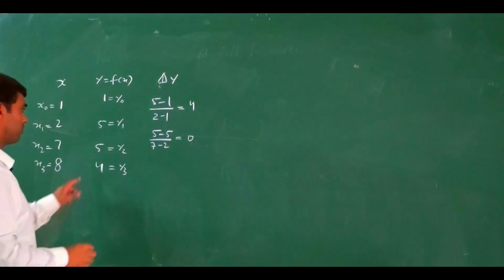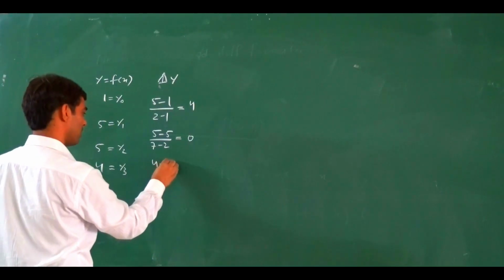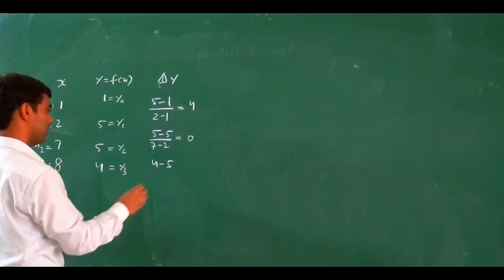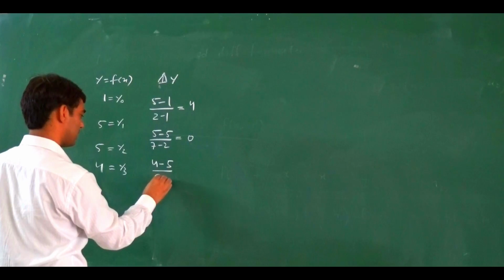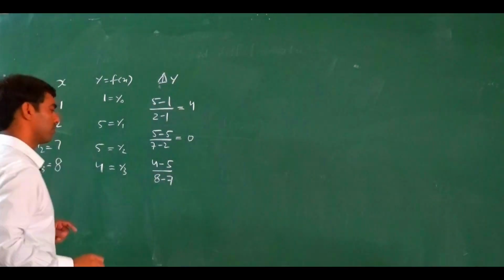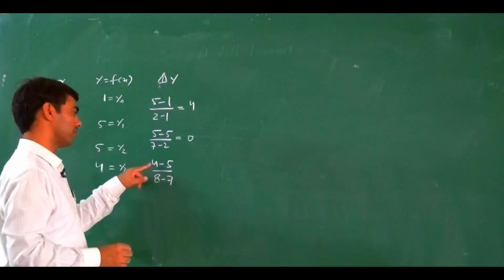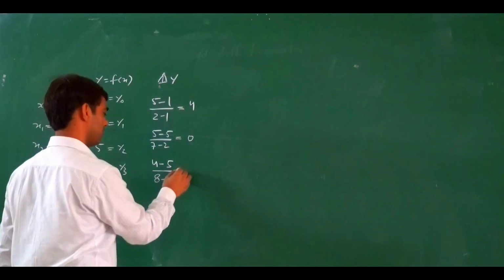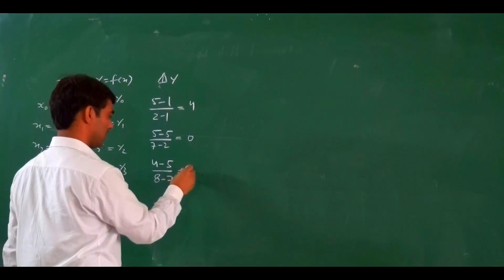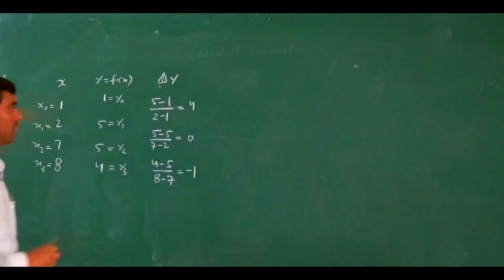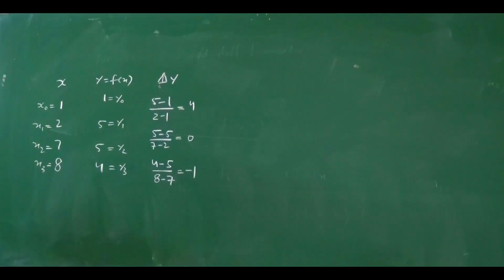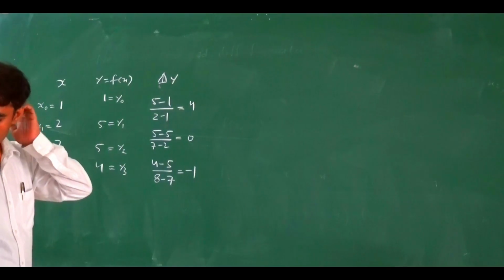And the last one is 4 minus 5 divided by 8 minus 7. 8 minus 7 is 1, and 4 minus 5 is minus 1. So these are the values of the first order divided differences: 4, 0 and minus 1.